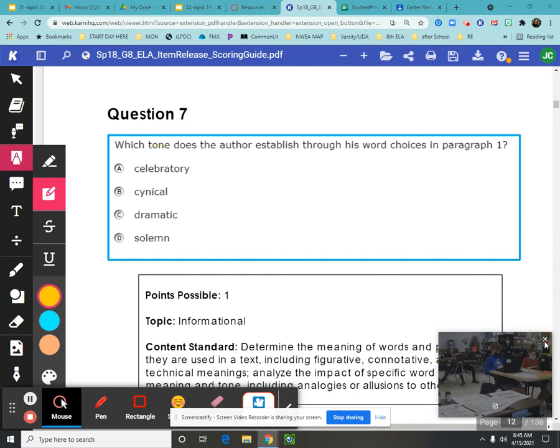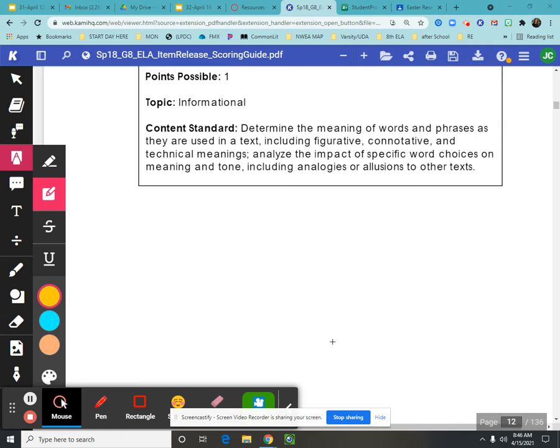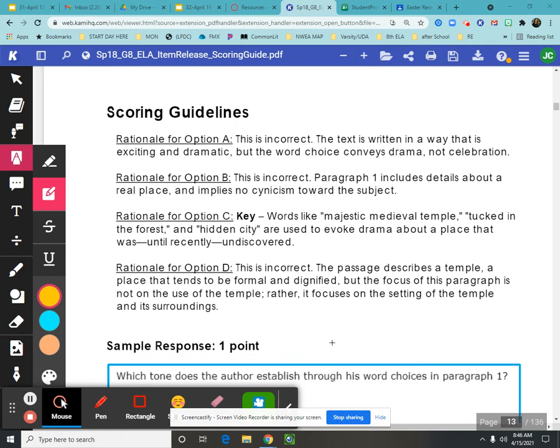Again, what I like about this is that it does give you the rationale and exactly why you missed it. So we're going to pay attention to those things. So for this one, it is C. Words like majestic medieval temple, tucked in the forest, and hidden city are used to evoke drama about a place that was, until recently, undiscovered.